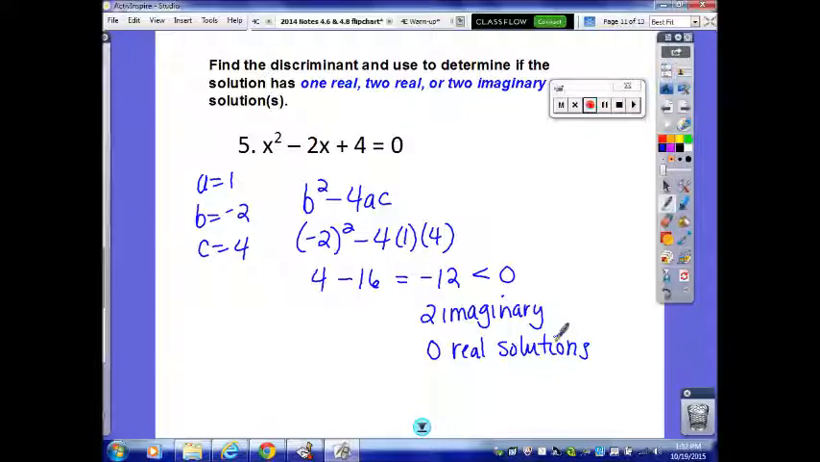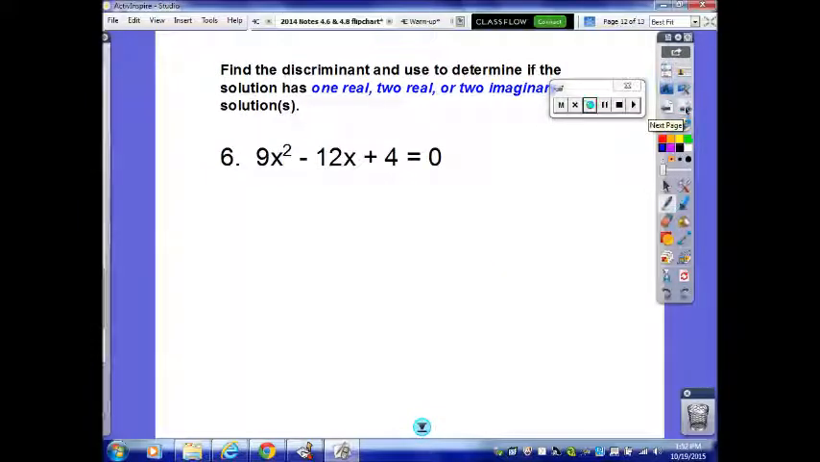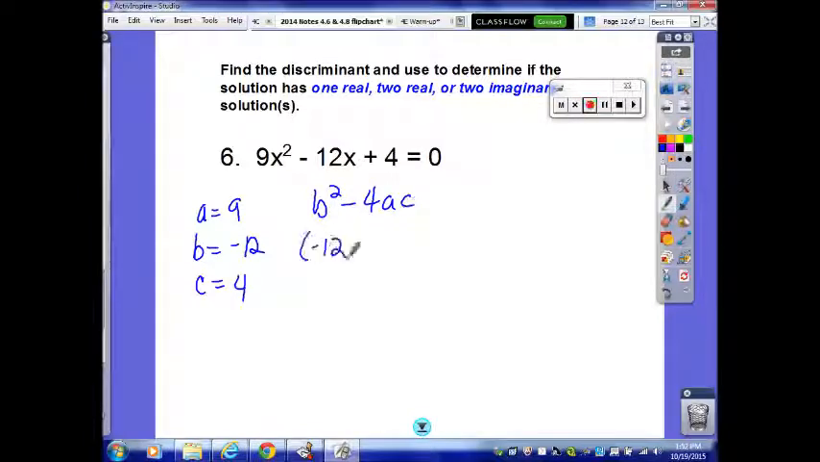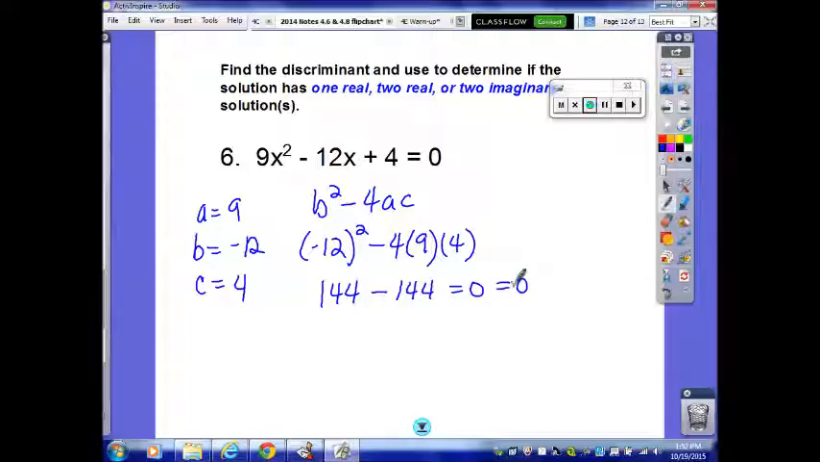Alright, one more. Here again it's already in standard form. So A is 9, B is negative 12, and C is 4. The discriminant is b squared minus 4ac. Negative 12 squared is 144, minus 36 times 4, which is 144. So this is equal to 0. Since the discriminant is 0, that means there's one real solution, and 0 imaginary.